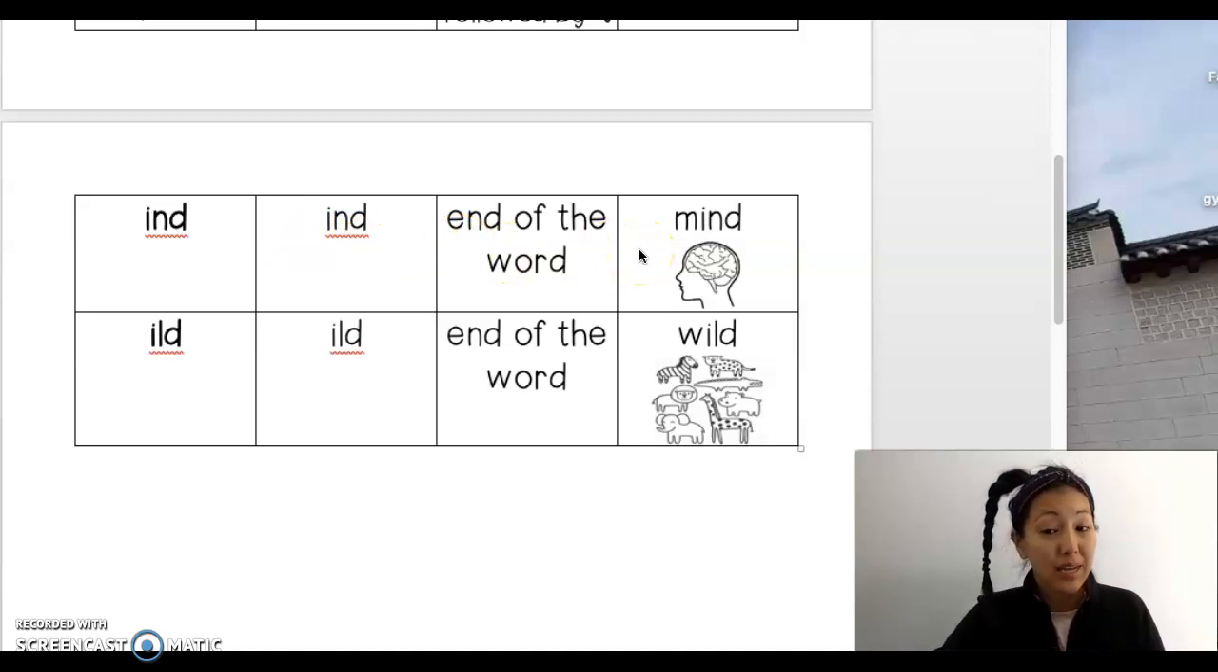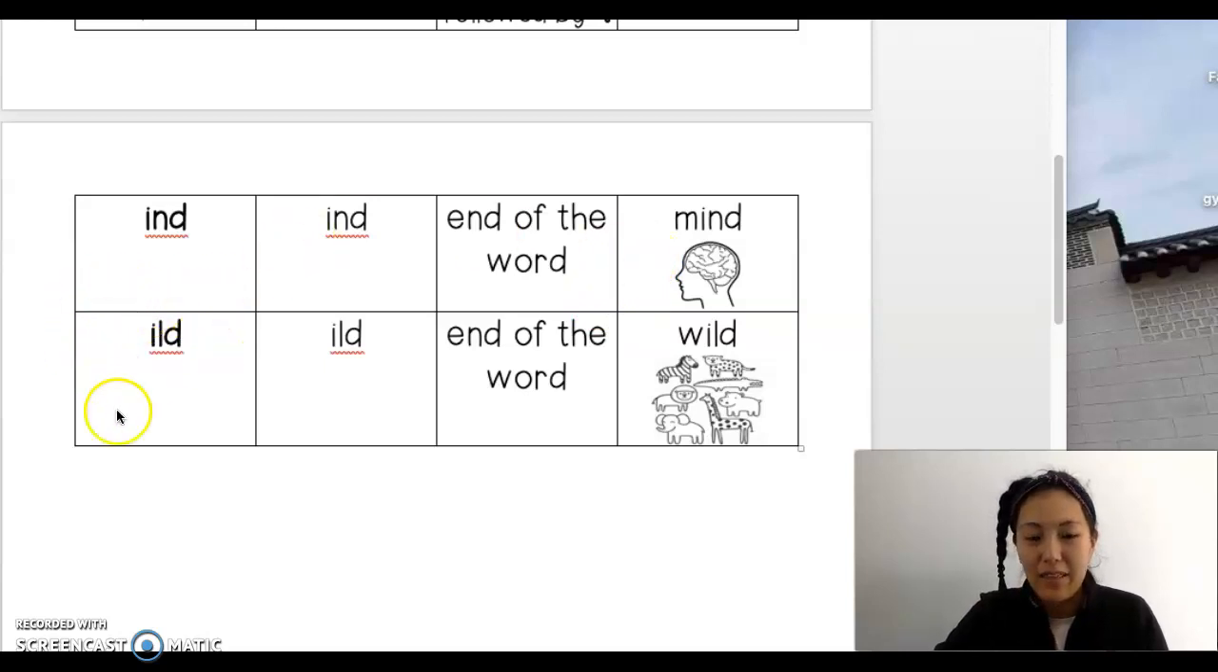Okay, here's where you say it, friends. Ready? Here you go. Name of the pattern is? Good job. Sound. Good, IND. It's a little tricky, this one, but I know you'll get it. Found. End of the word, as in, good, mind.